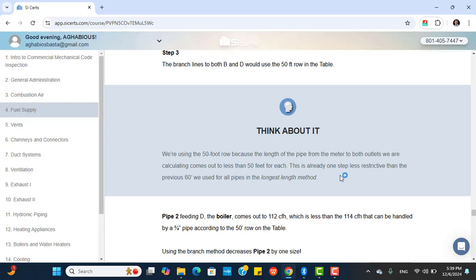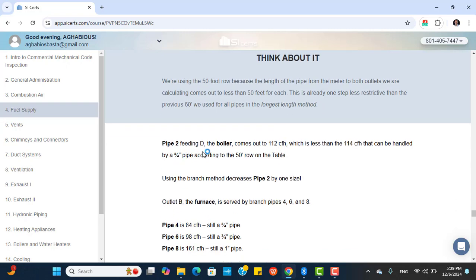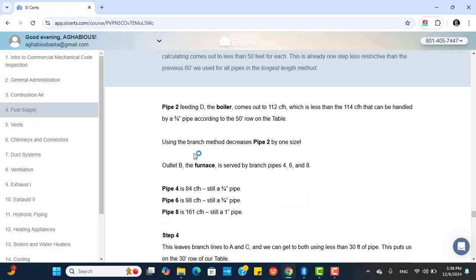This is already one step less restrictive than the previous 60 feet we use for all pipes in the longest length method. Pipe 2 feeding D, the boiler, comes out to 112 CFH, which is less than the 114 CFH that can be handled by 3/4 pipe according to the 50 feet row on the table. Using the branch method, decrease pipe 2 by 1 size.